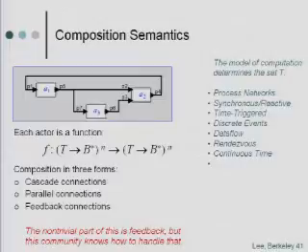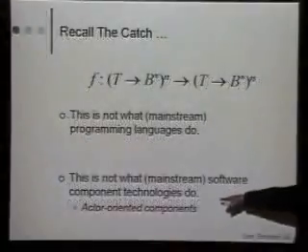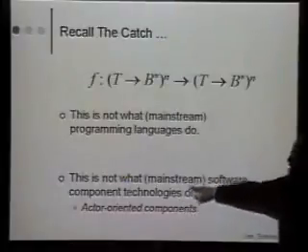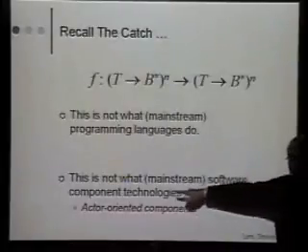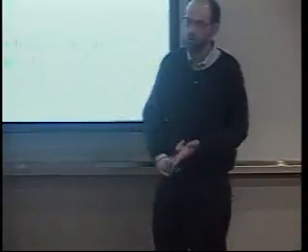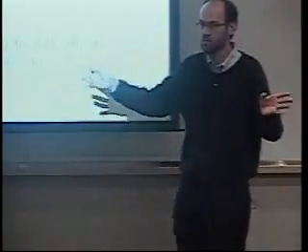As I pointed out, the composition semantics is simply function composition. I think actor-oriented designs will address this problem of component technologies. There's lots of open questions, right? Do we want process network semantics? Do we want rendezvous? Do we want discrete event semantics? Those are all open questions, right?